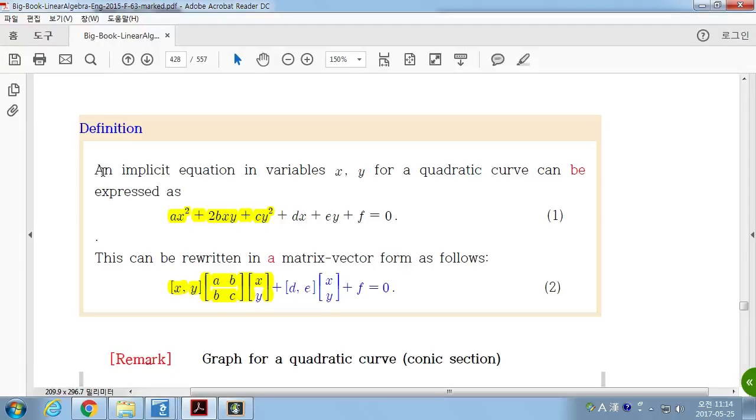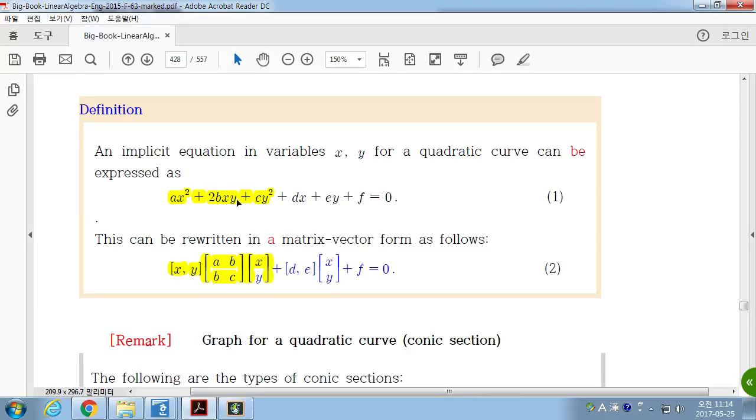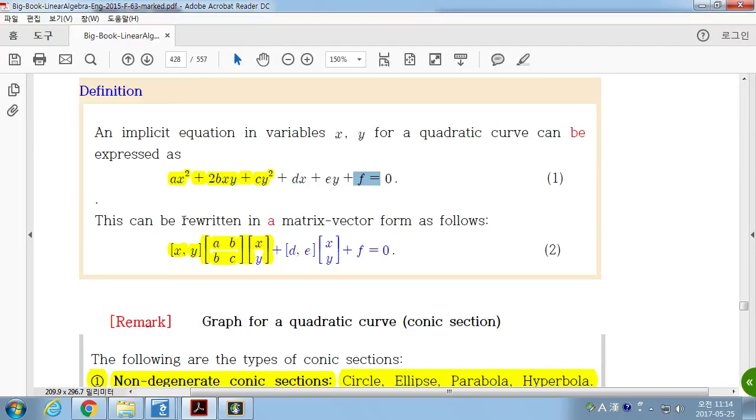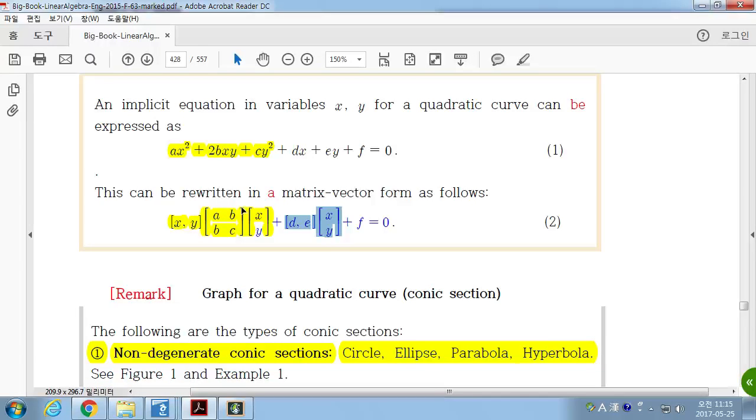Here, the implicit equation in variables x and y for a quadratic curve can be expressed like this: square terms, linear terms, and the scalar. This can be written like this. If you multiply this out, it gives exactly the equation. This can be written as a 1 by 2 matrix and a 2 by 1 matrix, like this. So we call this the matrix vector form of this quadratic curve equation.